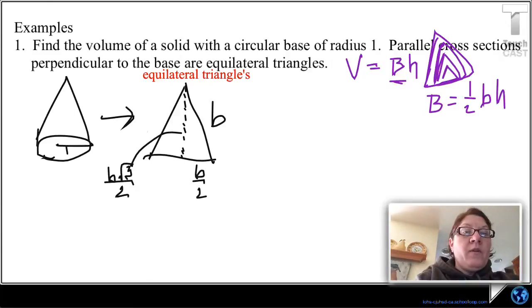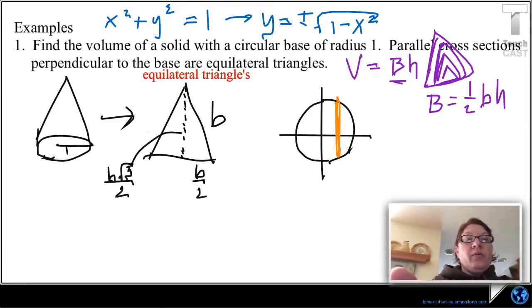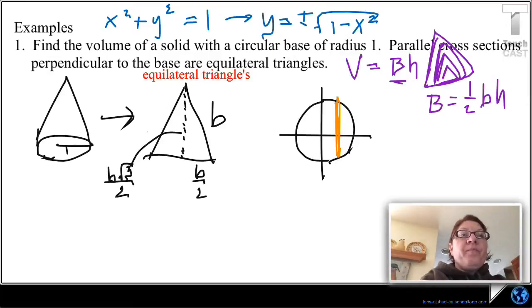And now I'm going to draw a top view of my circle. Okay, so now if you notice up at the top, I wrote the equation for my circle, x squared plus y squared equals 1, since it had a radius of 1. And then I solved it for y, which we would know the top half of the circle would be the positive version, and the bottom half of the circle would be the negative version. Now, this cross-sectional slice right here in orange would be the base of my triangle. And so I'm going to have to do top minus bottom to get that little base.